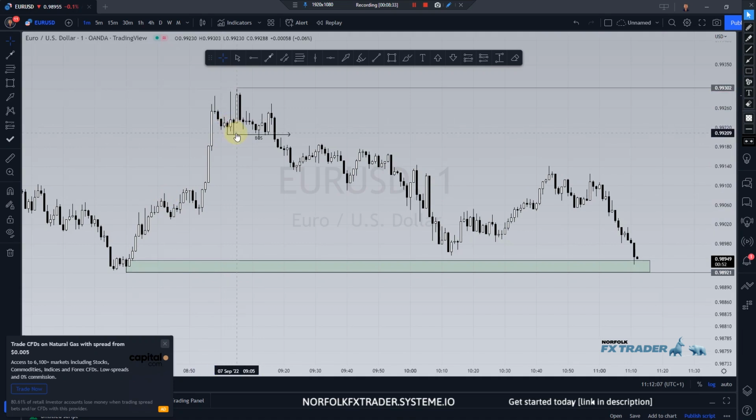But once we see this break of structure here, we have a bearish bias on this 1 minute trend. Again, we have a break of structure to the downside. This puts us in a bearish bias within this range. We have another break of structure here.